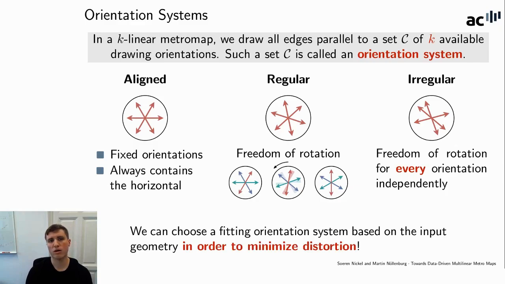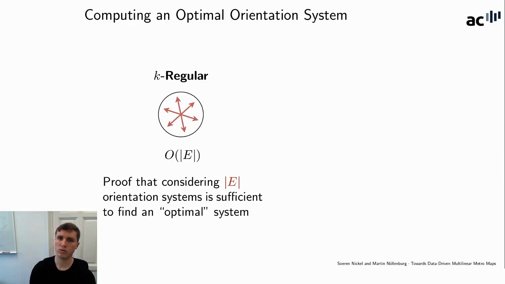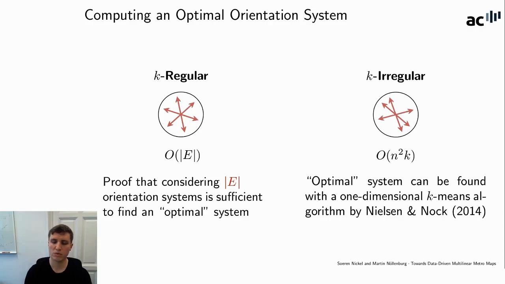This leads to the question of how we choose a fitting orientation system based on the input. And we want to do that to minimize the distance and angle for every single edge to at least one of the available drawing orientations. In order to do so, we present 2 different ways to achieve that. The first is for the regular systems, in which we prove that it is sufficient to consider only as many orientation systems as there are edges in the input. And for the irregular system, we show that a one-dimensional k-means algorithm with a runtime of n squared times k, which was presented by Nielsen and Nock in 2014, is sufficient.